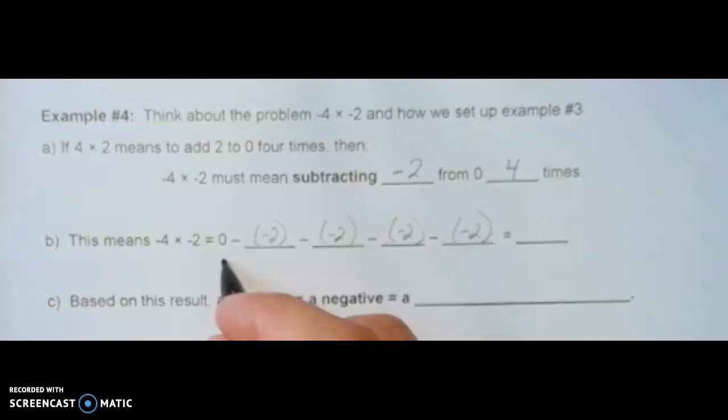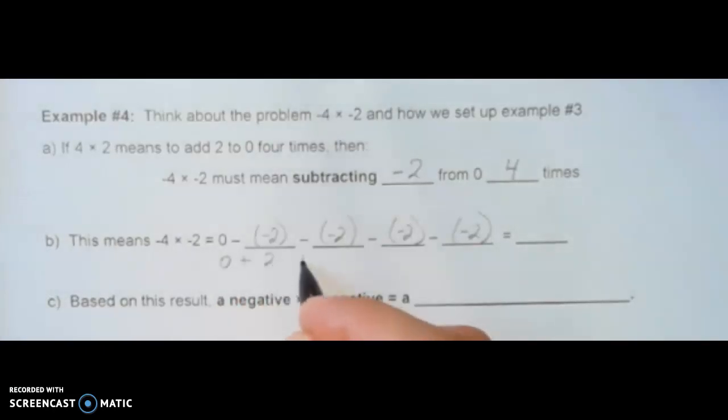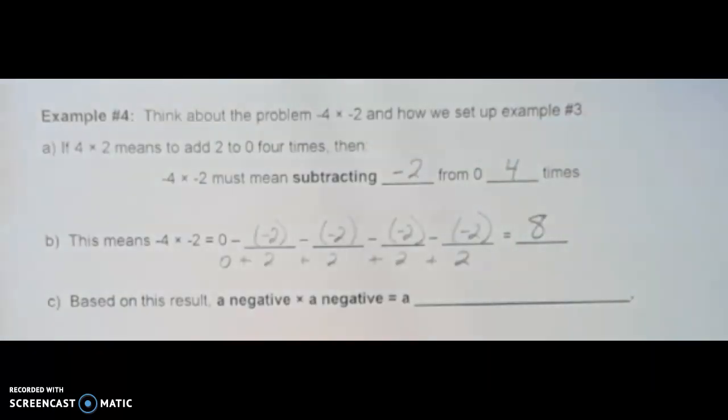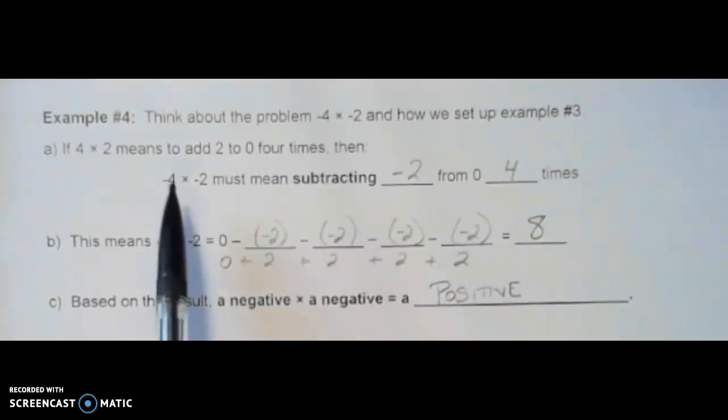Okay, and remember, you can always rewrite this as an addition problem. This is the same as 0 plus 2 plus 2 plus 2 plus 2. And if you add 0, 2, 2, 2, and 2, well, that's going to get you to an answer of 8. So based on this result, negative 4 times negative 2 equals 8. A negative number times a negative number will equal a positive number. Okay? That's the trickiest one to remember.